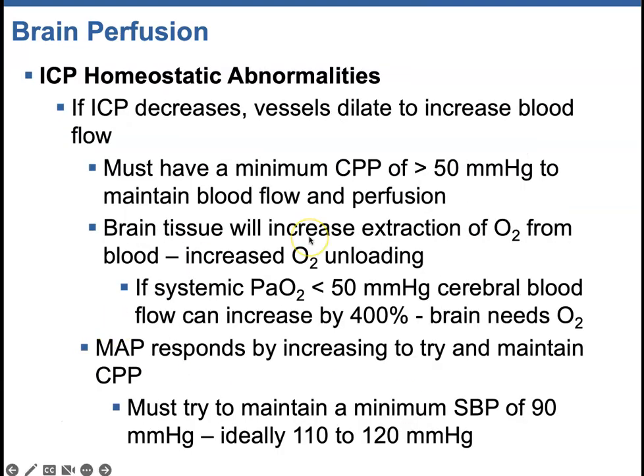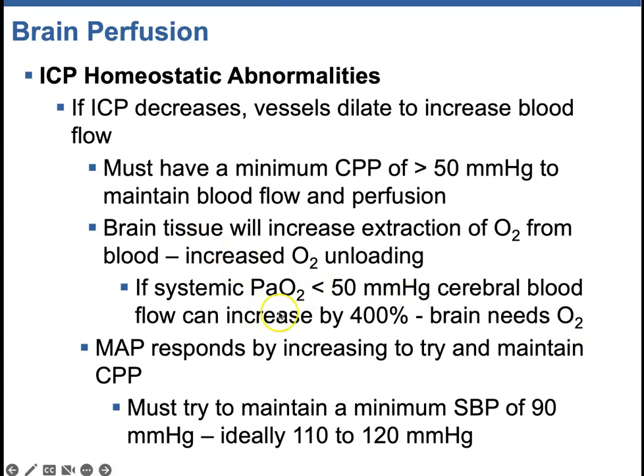All right, so then I talked about ICP. As ICP increases, vessels will dilate, and remember that you need to have a continuous cerebral perfusion pressure of 50 to maintain normal blood flow. And as the ICP goes up and CPP goes down, the brain will increase the extraction of oxygen. And then our systemic, right, we're also abnormal in terms of how we're breathing.